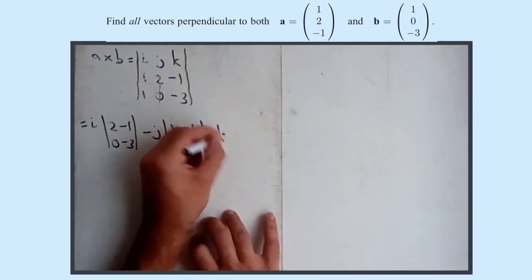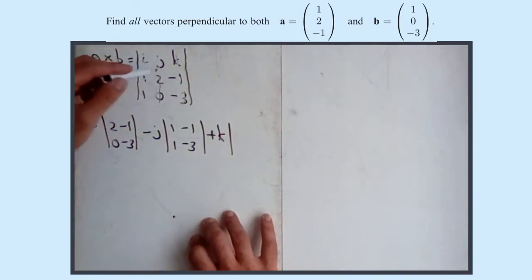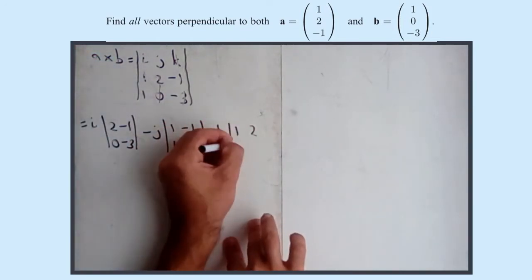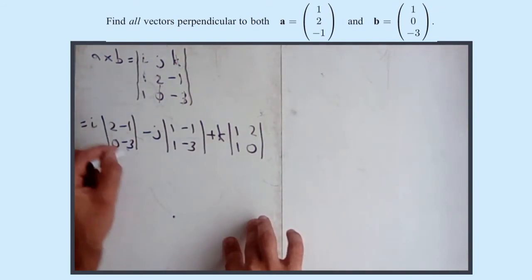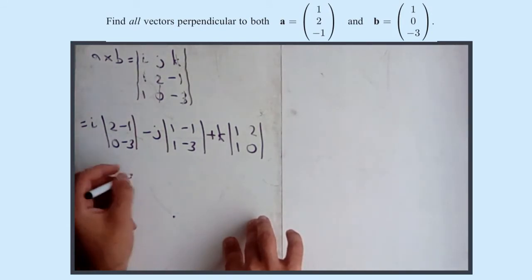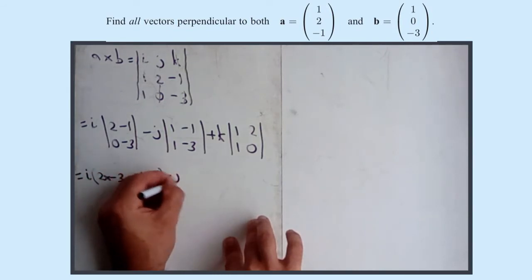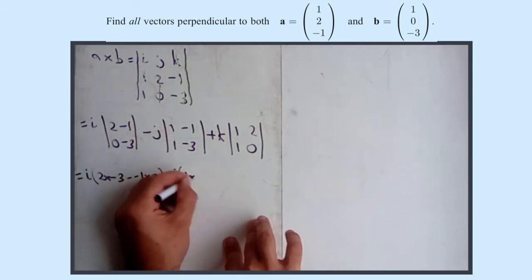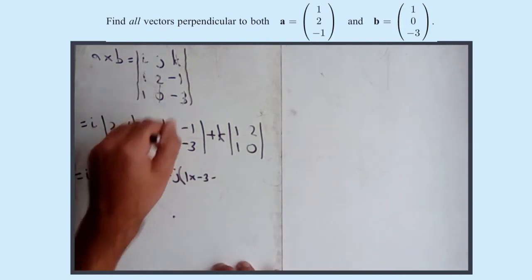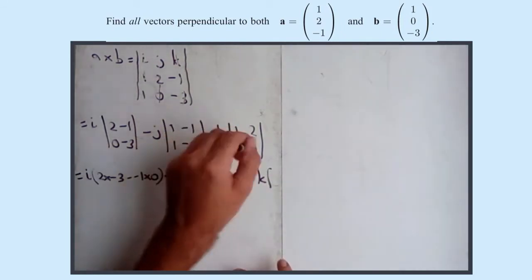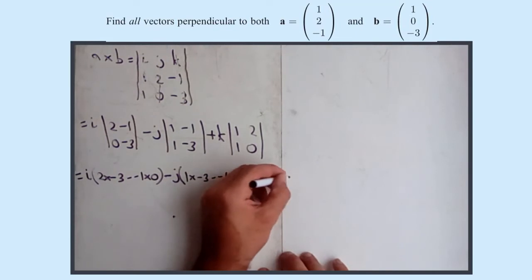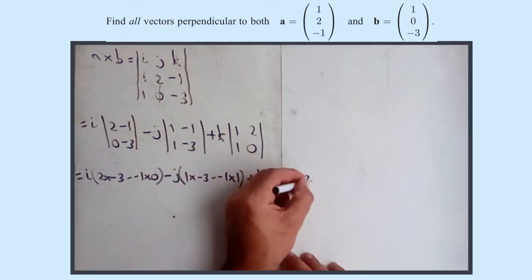And it's plus k. Cover up k's column, and we have 1, 2, 1, 0. So that equals i times 2 times -3 minus, always minus, -1 times 0. Minus j, and you've got 1 times -3 minus 1 times 1. Plus k times 1 times 0 minus 2 times 1.